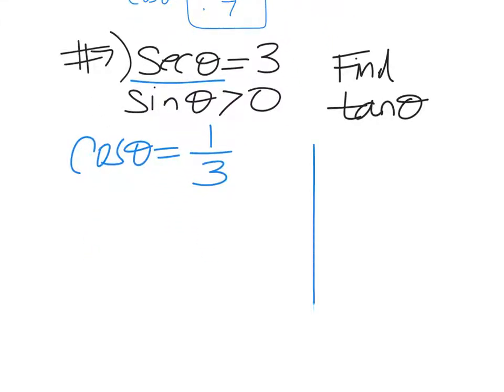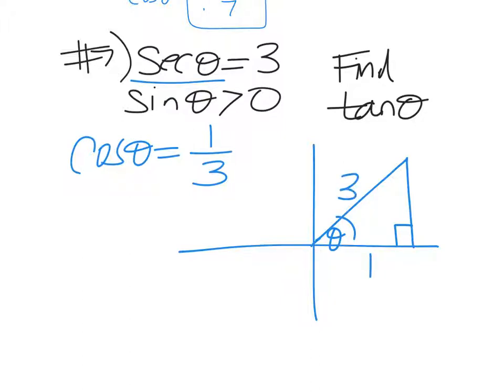Now, who knows what quadrant we're in? Yes. Cosine is positive, and so is sine. And when you have two or more trig functions that are positive that aren't reciprocals of each other, you're going to be in quadrant 1. That's the only place that cosine and sine are both positive at the same time. All right, so here's theta. Cosine is 1/3, so cosine is adjacent over hypotenuse.